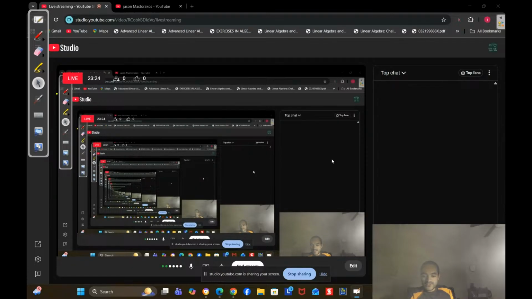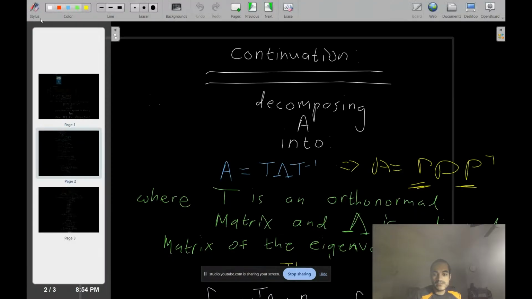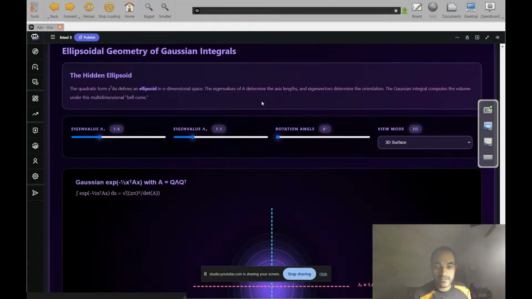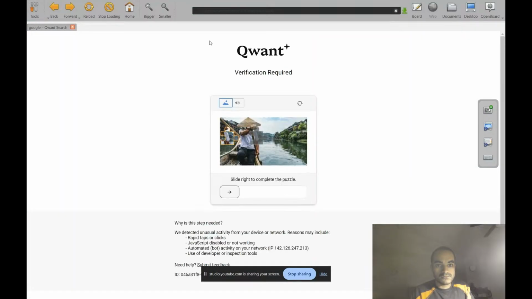Does anyone know what an orthonormal matrix is? Oh, come on, guys. Orthonormal matrices. Let me just pull something up here. All right, never mind. Orthonormal matrices, I'll just do it myself.